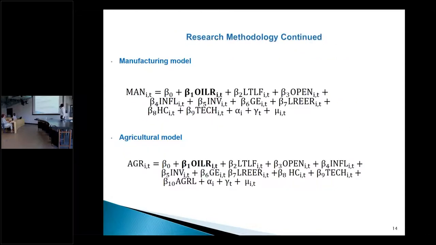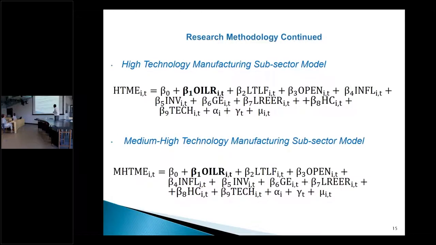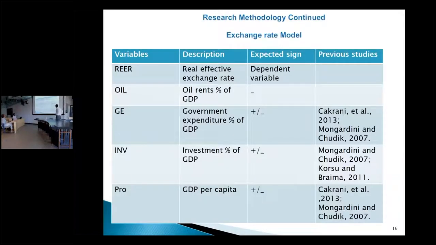This is the manufacture model, the agricultural model, the high technology manufacture subsector model, and the medium-high technology model. So here is the variable description and expected sign, which I studied.